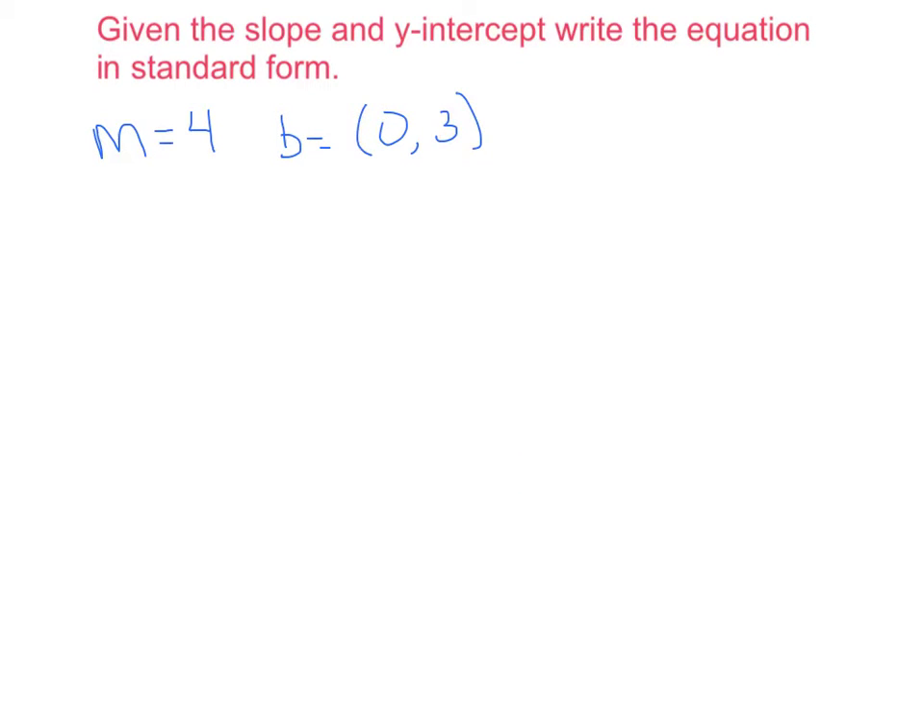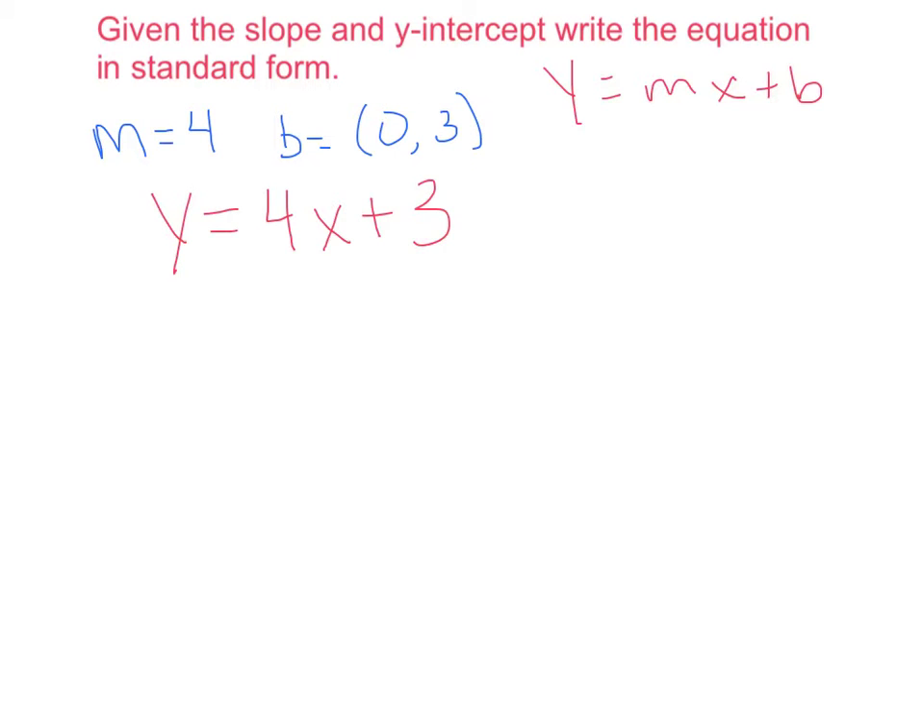This first one says, given the slope and y-intercept, write the equation in standard form. So we have the m and the b, so we need to remember we start with slope-intercept form, y equals mx plus b. To write the equation, you use y equals, the m is 4, x plus the b, which is positive 3. So that's slope-intercept form.